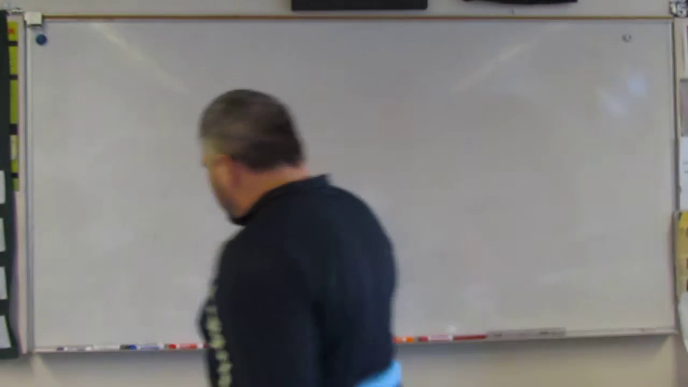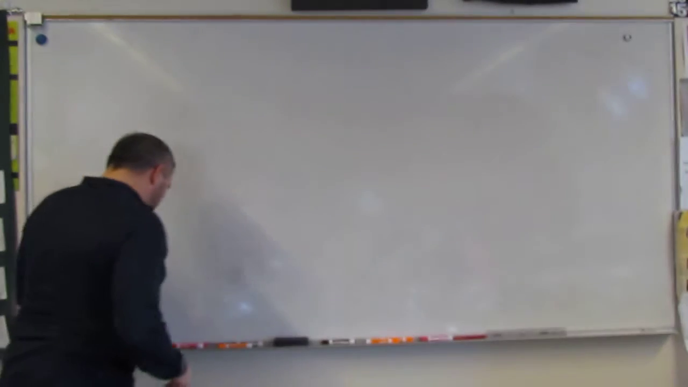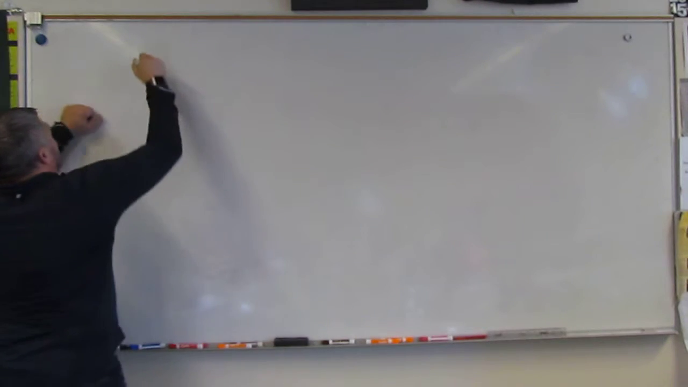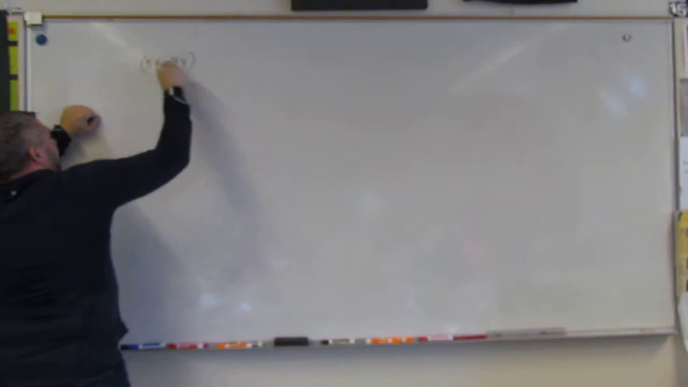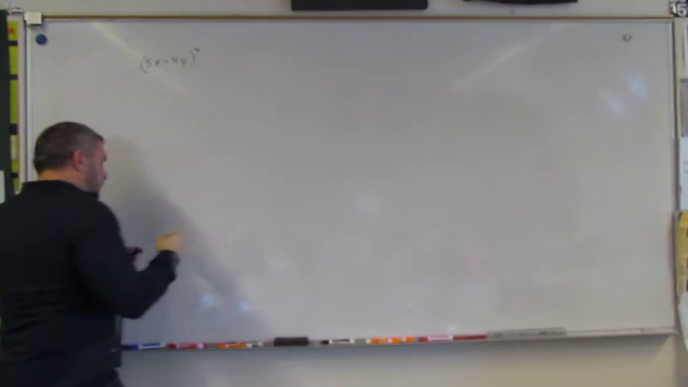So let's look at another one of those Pascals. Can you read me that problem? 5x minus 4y, and then a 4. The 4. Perfect.